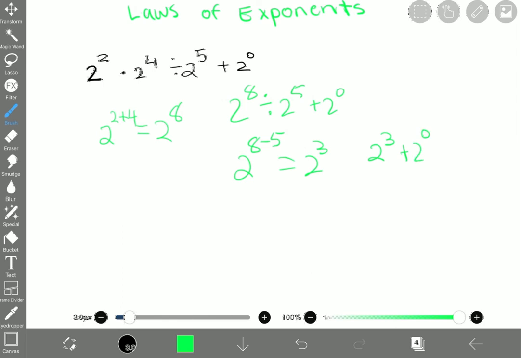Now we're thinking we have to add these, and there's no law for that. Well, actually, we have one more step. Remember 2 to the 0? That's a law, the law of to the power of 0. We have to remember that anything to the power of 0 is 1. So it's actually just going to be 2 to the power of 3 plus 1. If we put this into our calculator, we know that 2 to the power of 3 is 8. 8 plus 1 equals 9. And 9 is our final answer.